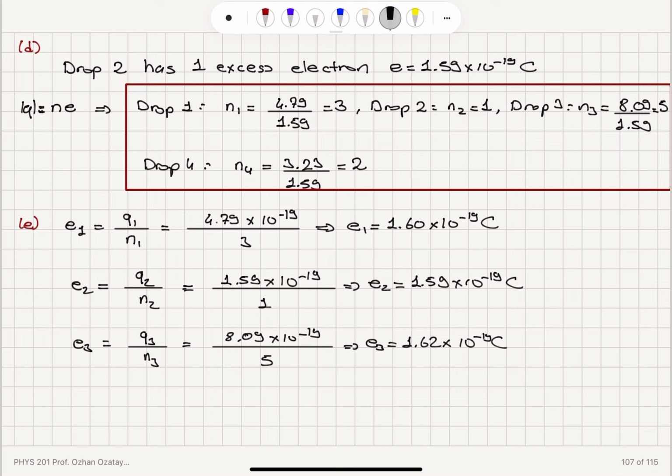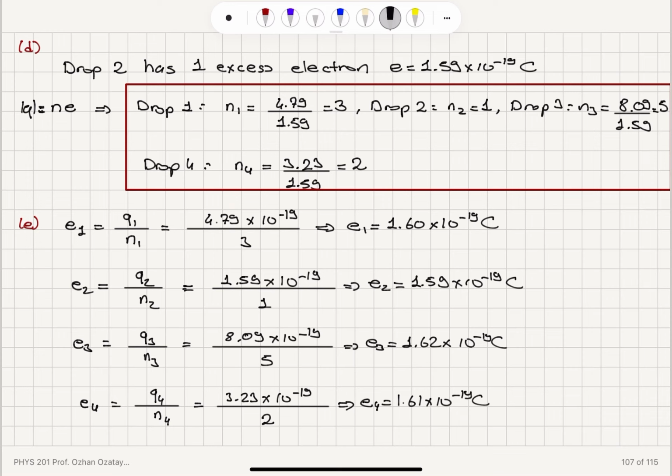And for the fourth one, we have E4, it's Q4 divided by N4. The charge that we have obtained is 3.23 times 10 to minus 19 coulombs, N value is 2, so this gives us an estimate for the electron charge E4, 1.61 10 to minus 19 coulombs.